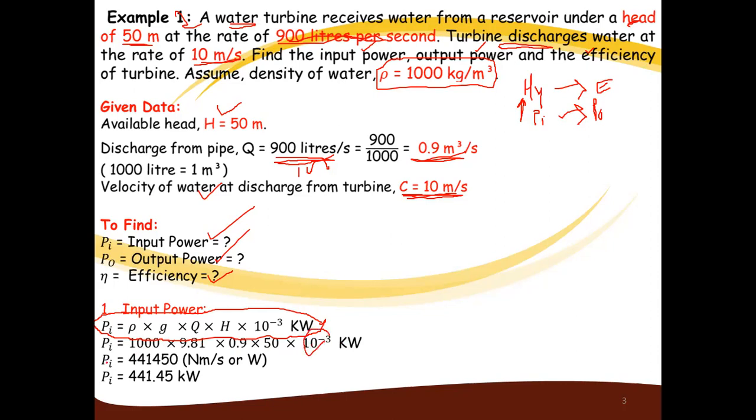So directly it comes in kilowatt, that is 441.45 kilowatt. If we do not take this 10 raised to minus 3, then it will be in watt, that is 441,450 Newton meter per second, which is nothing but the watt. So we have found this input power, that is 441.45 kilowatt.